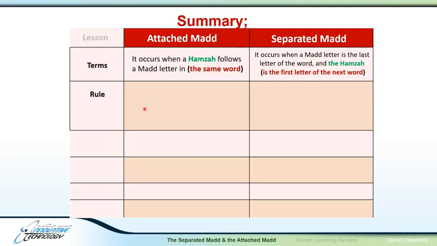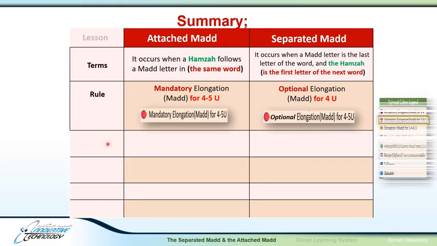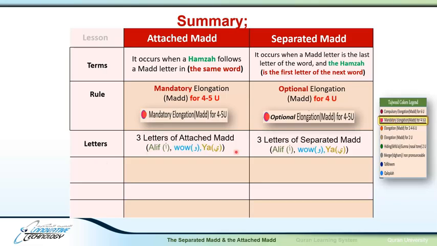The Tajweed rule for the attached med is to apply mandatory elongation of the vowel for 4 to 5 units, while the elongation in the case of the separated med is optional, where the vowel could be lengthened for 4 units or could be kept short at 2 units only. It is the same color given for both meds in the Mushaf al-Tajweed color legend. The letters are the same, the alif, the waw, and ya for both. The sign is the madda sign in both.